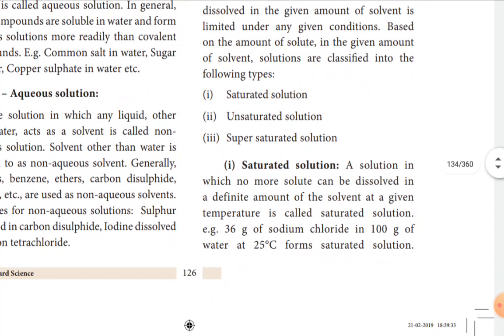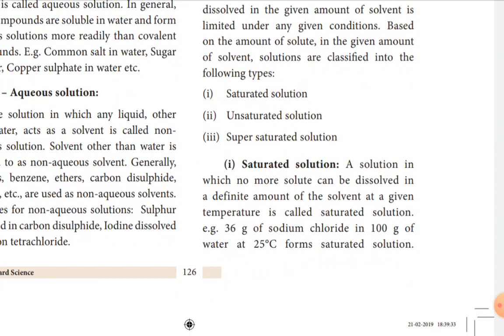A saturated solution is one in which no more solid can be dissolved in a definite amount of the solvent at a given temperature. So only a particular amount of solid can be dissolved in the definite amount of solvent. What is called a definite amount of solvent? Usually we refer to this definite amount as 100 gram of solvent or 100 ml of solvent.